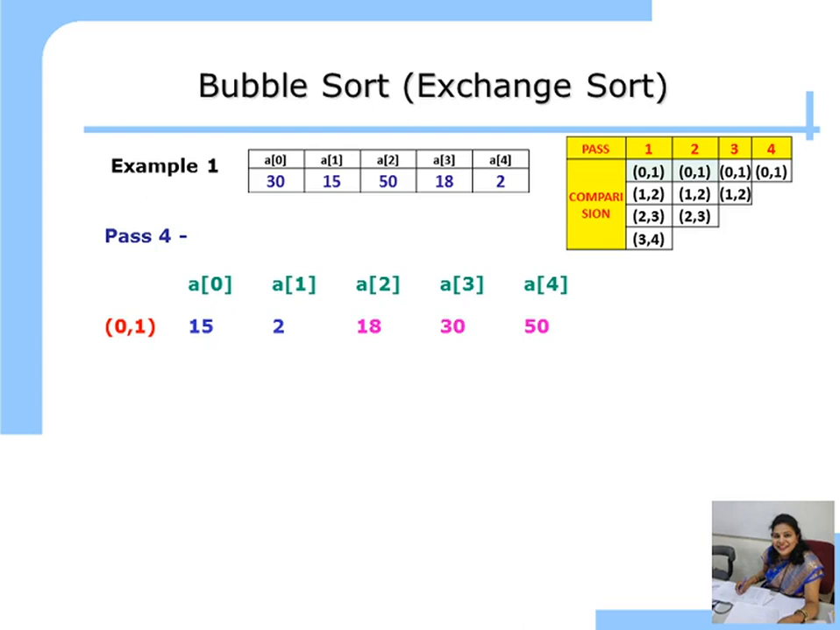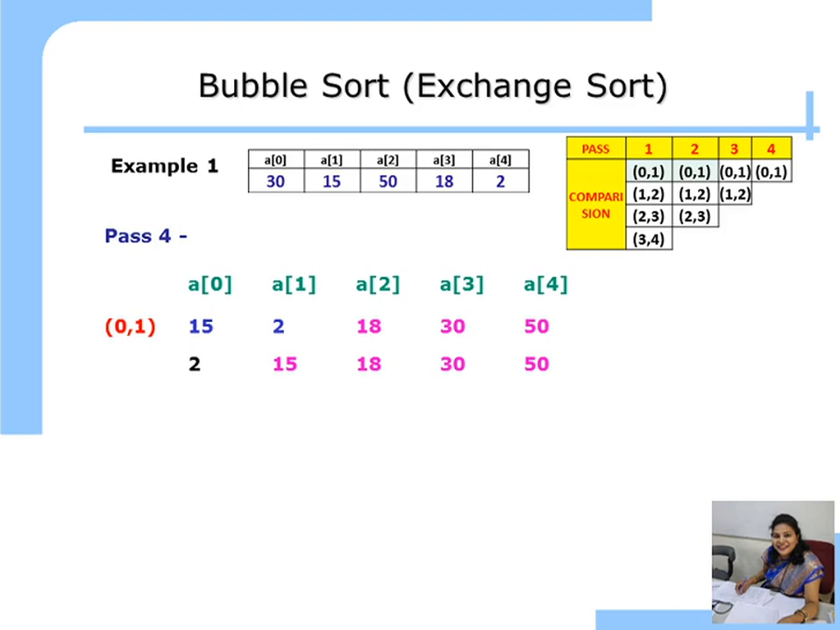So we will swap it. After swapping, what do you get? You get in output 2, 15, 18, 30 and 50. How do you know that the fourth pass is correct? If the fourth largest number comes at the fourth last position. Which one is the fourth largest number? It is 15. It comes at the fourth last position.